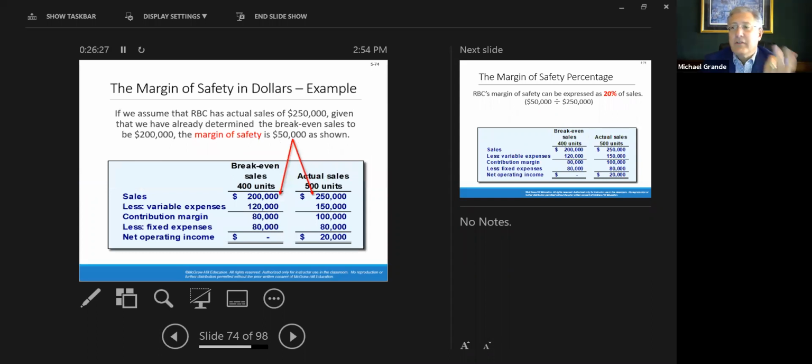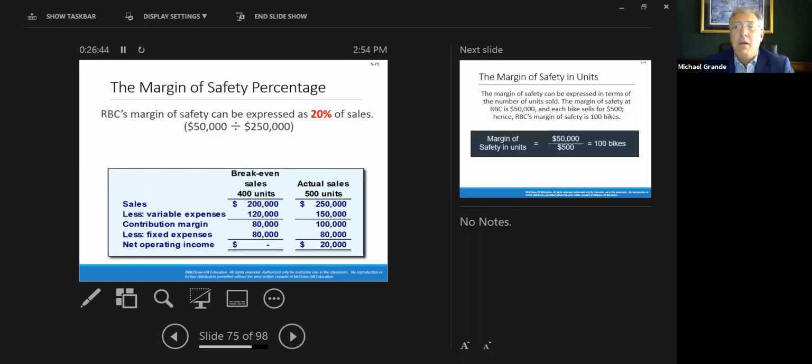So in our scenario, where they're selling 500 units, they've got total sales of $250,000. You calculated their break-even to be $200,000 in sales. They have a margin of safety of $50,000. It's that simple. Margin of safety, stated as a percentage, is the margin of safety in dollars divided by the actual sales. In this case, 20%.